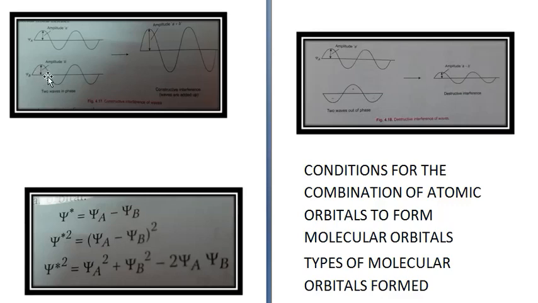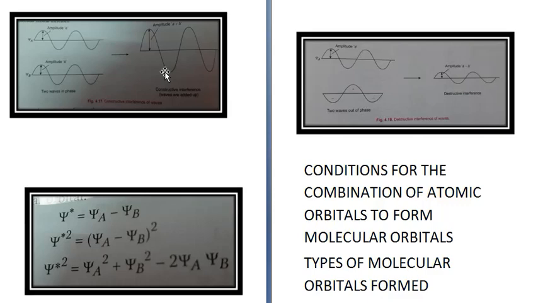Now in constructive interference, what happens? The two amplitudes are added up like this. Okay, so the amplitude becomes A plus B, double the size. See, they were this big, now it has become this. So this is in case of constructive interference.